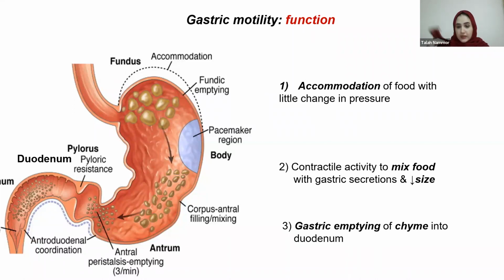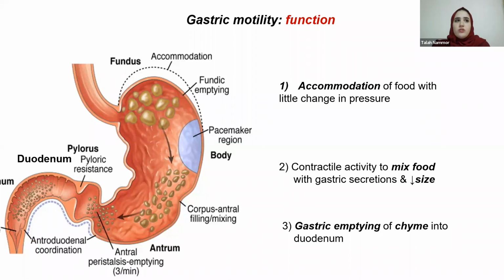Store food, exactly. That's a very good one. Chemical and mechanical digestion, perfect. Mix, perfect. Gastric secretion, exactly. All of the answers you gave me, guys, are amazing. We're gonna summarize them in 3 steps, which is first of all, accommodation. What does accommodation mean? Accommodation means it's going to make space for the food.